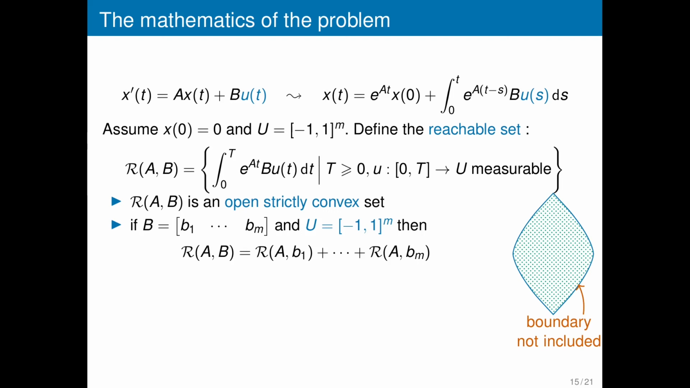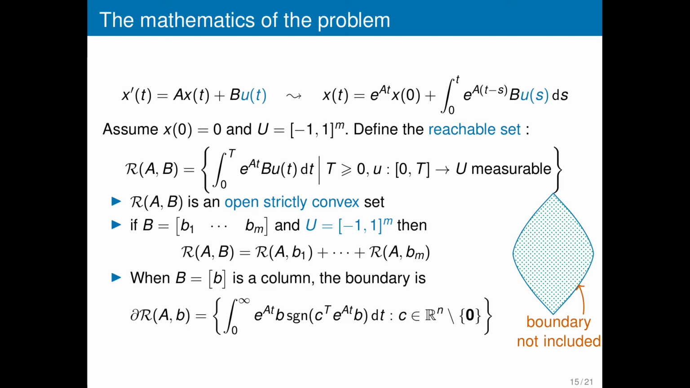Furthermore, we can decompose the reachable set. If we denote by B1 up to Bm the columns of B, and U is a hypercube, the reachable set will be the Minkowski sum of some smaller reachability problems that involve the columns of B. This is why we focus on the case where B is just a single column. In this case, there is an explicit formula for the boundary of the reachable set that again involves an integral and a sine function. It is not immediately useful at first to look at this formula. However, as we will see, this is what we use to conclude in some cases.